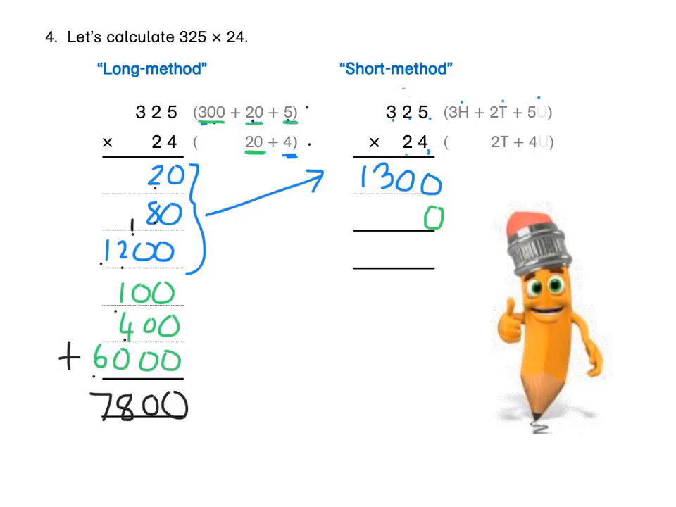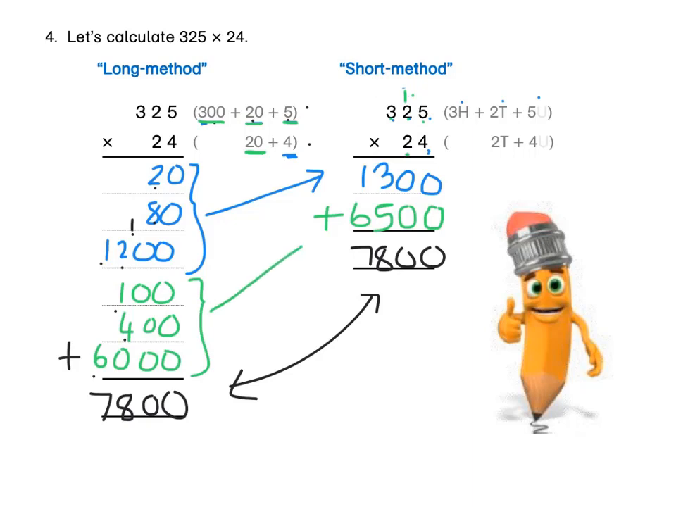2 times 5 is 10. 2 times 2 is 4, plus 1 is 5. And 2 times 3 is 6. Now we need to add up to get our total answer. 0087, and we get the same answer for both. These 3 steps here is what we did in one step there.